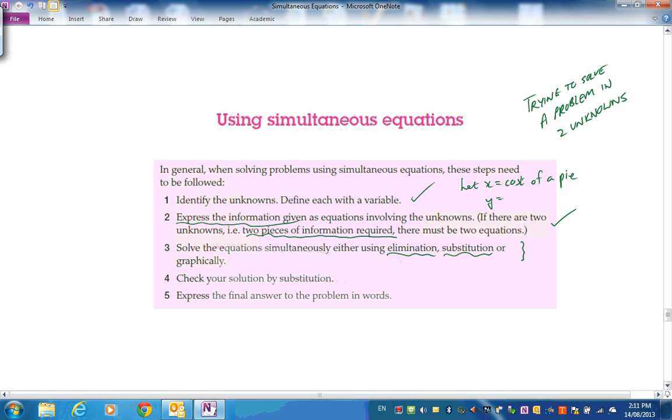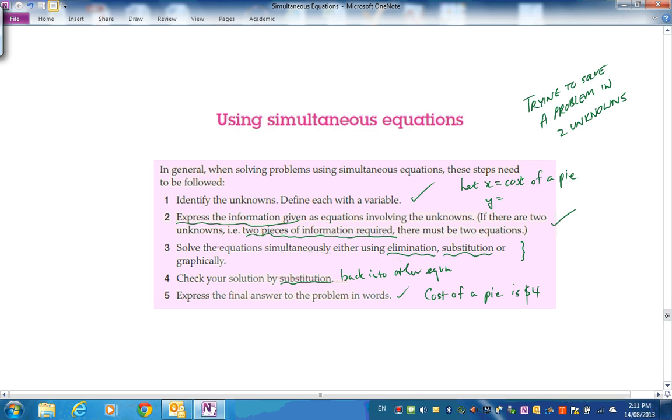Check your solution by substitution back into the other equation. That's what they mean, not by substitution method. Express the final answer in words. Cost of a pie is $4, cost of a sandwich, etc. Okay, do you want to see how powerful this method is? Algebra is great, and you're well on your way to using it effectively to solve practical problems.